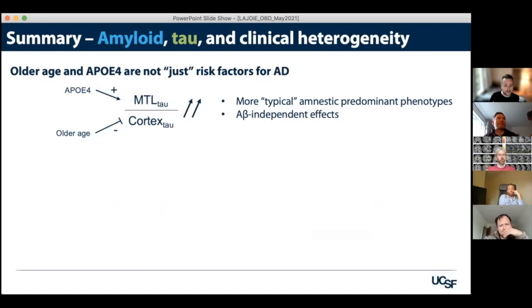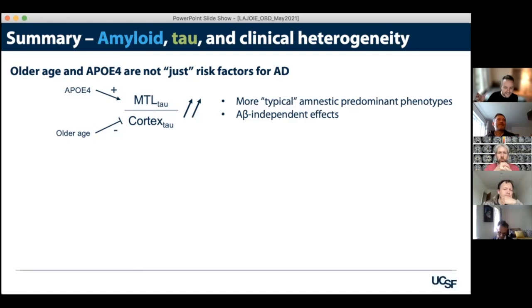The other thing is that you're always told that older age and APOE4 are the main risk factors for Alzheimer's disease. I think they're not just risk factors, they also modify the way the disease is presenting. Older age is associated with less tau in the cortex. APOE4 is associated with more tau in the medial temporal lobe. So basically this ratio of how much pathology is in the medial temporal lobe compared to the cortex is higher in these two situations.